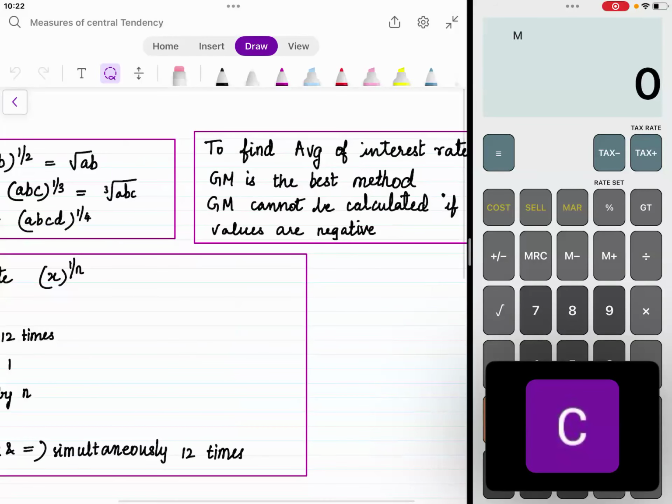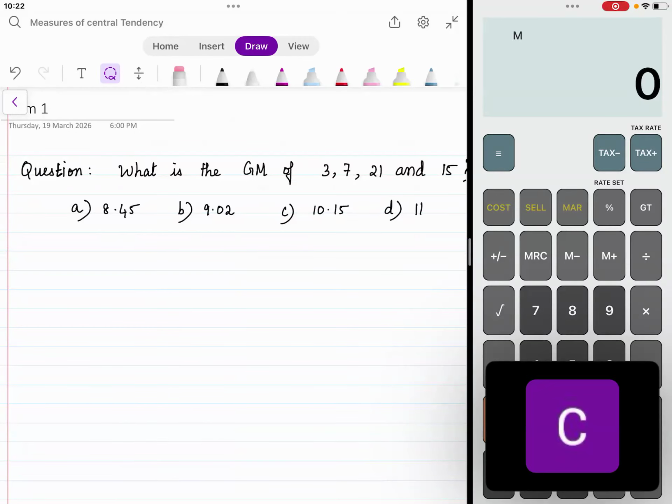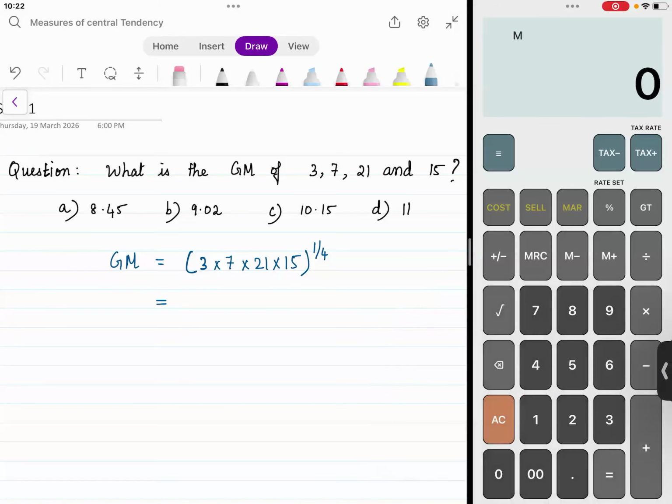Okay, let's start doing sums. First question, they're asking us to calculate geometric mean of four numbers. How will we calculate geometric mean of four numbers? We have to multiply the four numbers and do power 1 by 4. So geometric mean of 3, 7, 21 and 15 is nothing but 3 into 7 into 21 into 15 power 1 by 4 because there are four numbers. Let us multiply all the numbers. 3 into 7 into 21 into 15. So we're getting 6615 power 1 by 4.